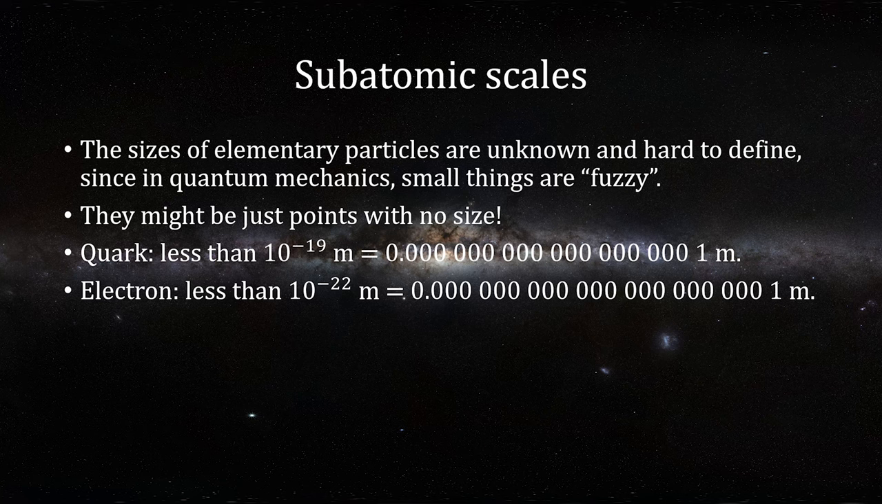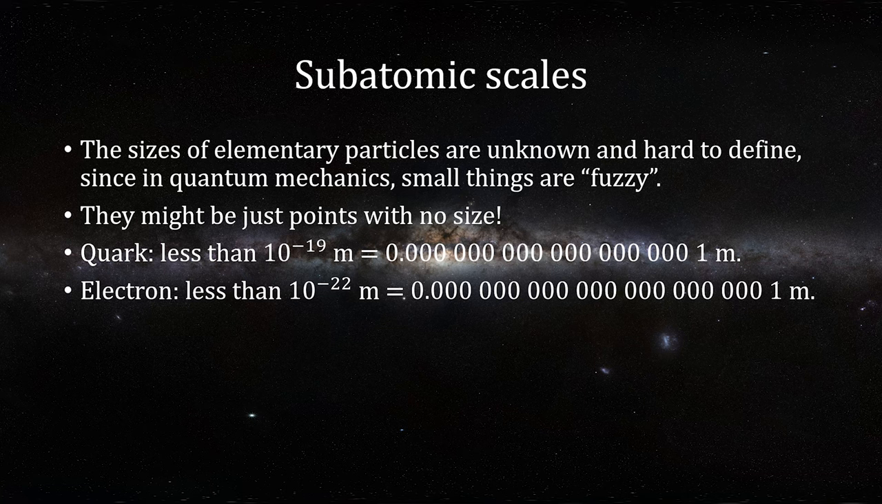So now let's talk about scales, because that's really why we're here. The sizes of the elementary particles are actually unknown and hard to define. The reason for that is quantum mechanics, because in quantum mechanics, small things are fuzzy, so you can't exactly define where they start and where they end. So you can't really define the size of these very small elementary particles. In fact, mathematically, when physicists do calculations with them and write theories that involve them, we treat these particles as just points that have no size.